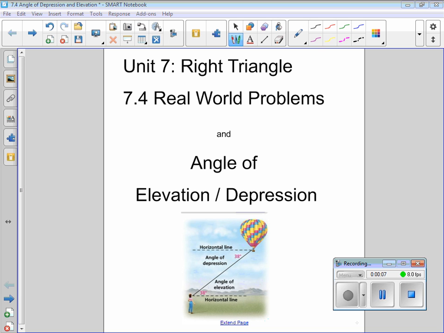So everything we've dealt with in this unit has been dealing with right triangles. We've had a couple of things that we've dealt with. Today we're looking at 7.4. It's basically real world problems and angles of elevation and depression.